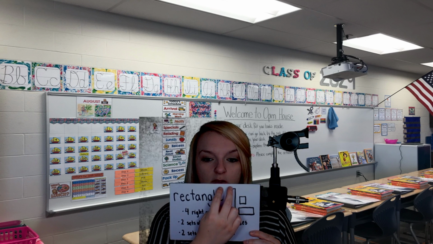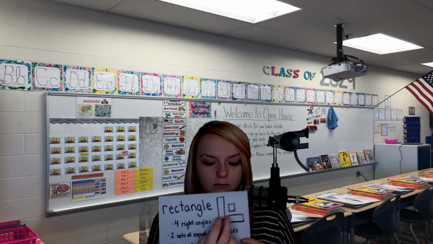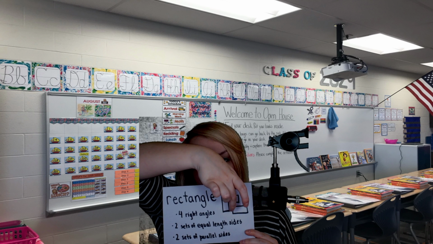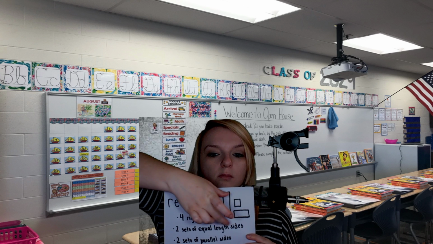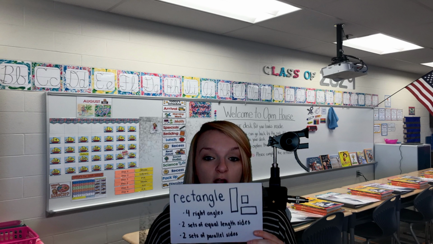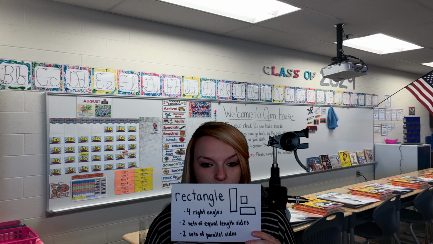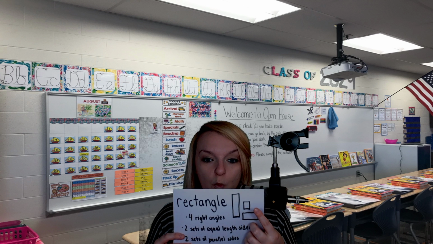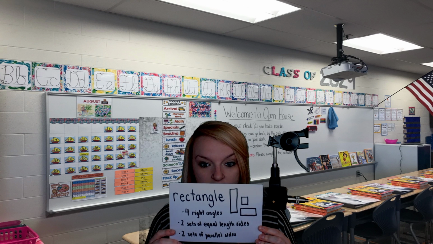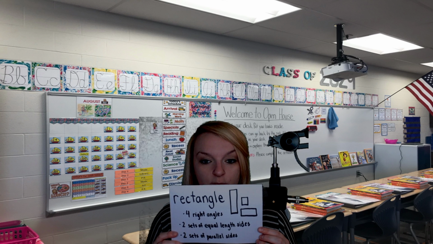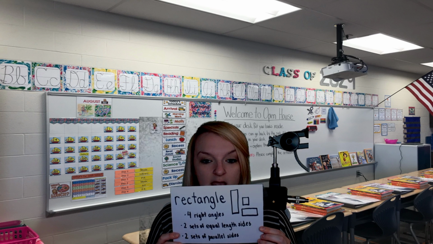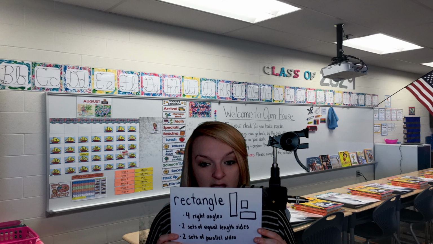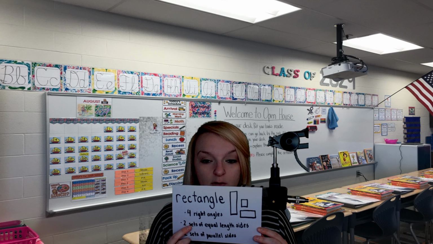So on this rectangle, these two sides are the same. Oh my goodness, this is hard to do backwards. These two sides are the same. And these two sides are the same length. They're also parallel to each other. You'll notice here, I have a square. All squares are rectangles because they have four right angles, two sets of parallel sides, and two sets of equal length sides. We know a square actually has all four sides are equal, but that still counts.